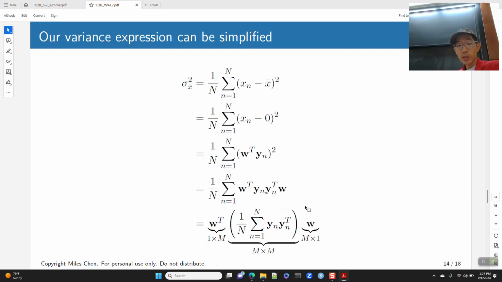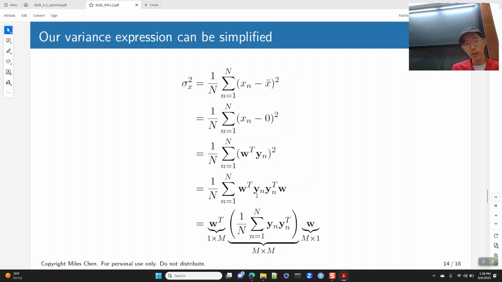Okay, what is our variance? So if we're going to say, what is the variance of this thing? We have the variance is each x minus x bar. We know each x bar is 0. So we're going to get 1 over n times the sum of the xn's squared. We know our xn's is w transpose y sub n. That's how we get that.